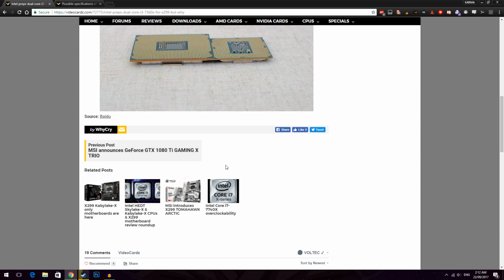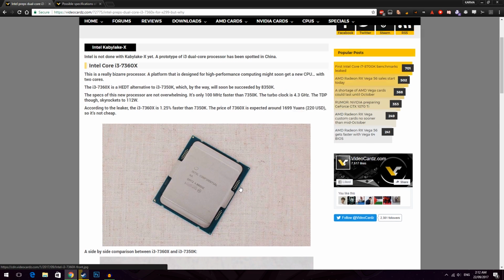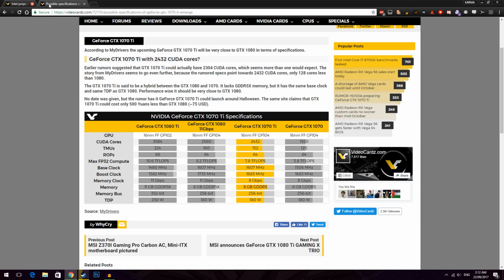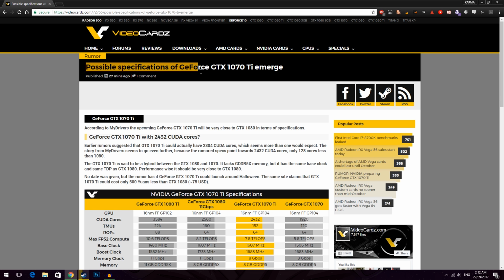It's ridiculous. Anyway, now we're moving on to this next one, which is possible specifications of the GTX 1070 Ti emerge. This is according to my drivers, which is sourced here by VideoCardz. And basically it's a GTX 1080 with 128 fewer CUDA cores, and it has the same base clock, almost the same boost clock. Even with GPU Boost, it'll be the same. If it overclocks, it'll also overclock around 2000 to 2100 megahertz, like every other chip that's happened in Pascal.